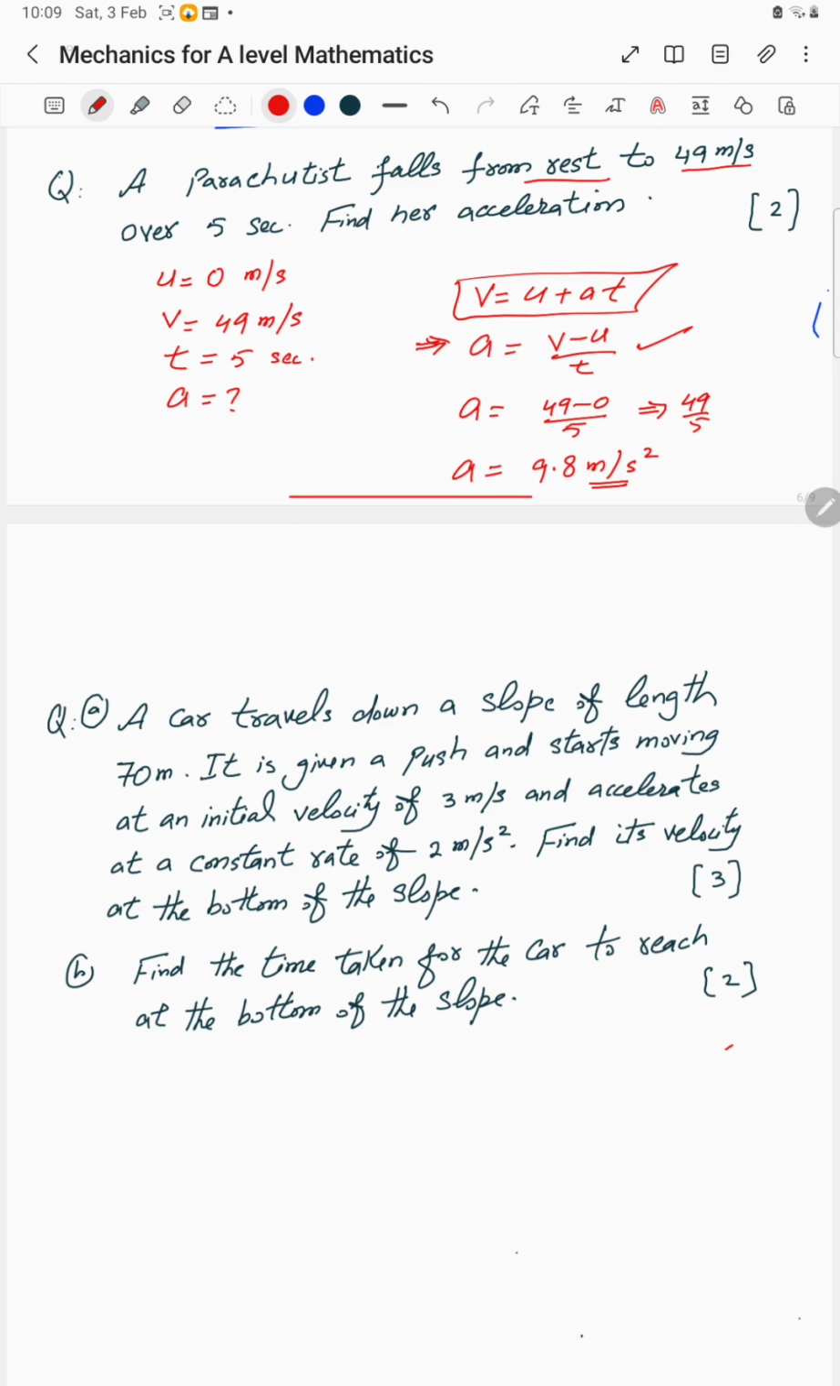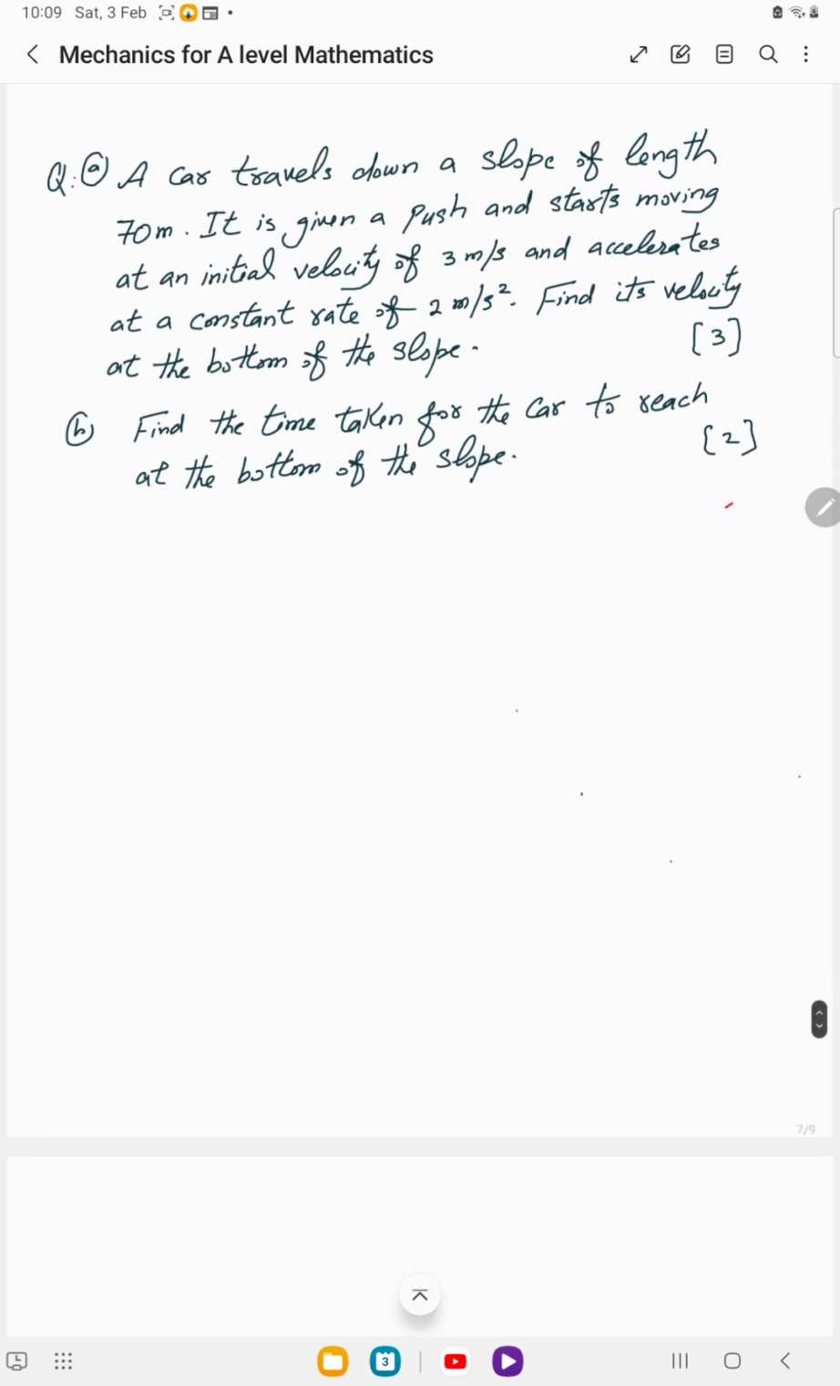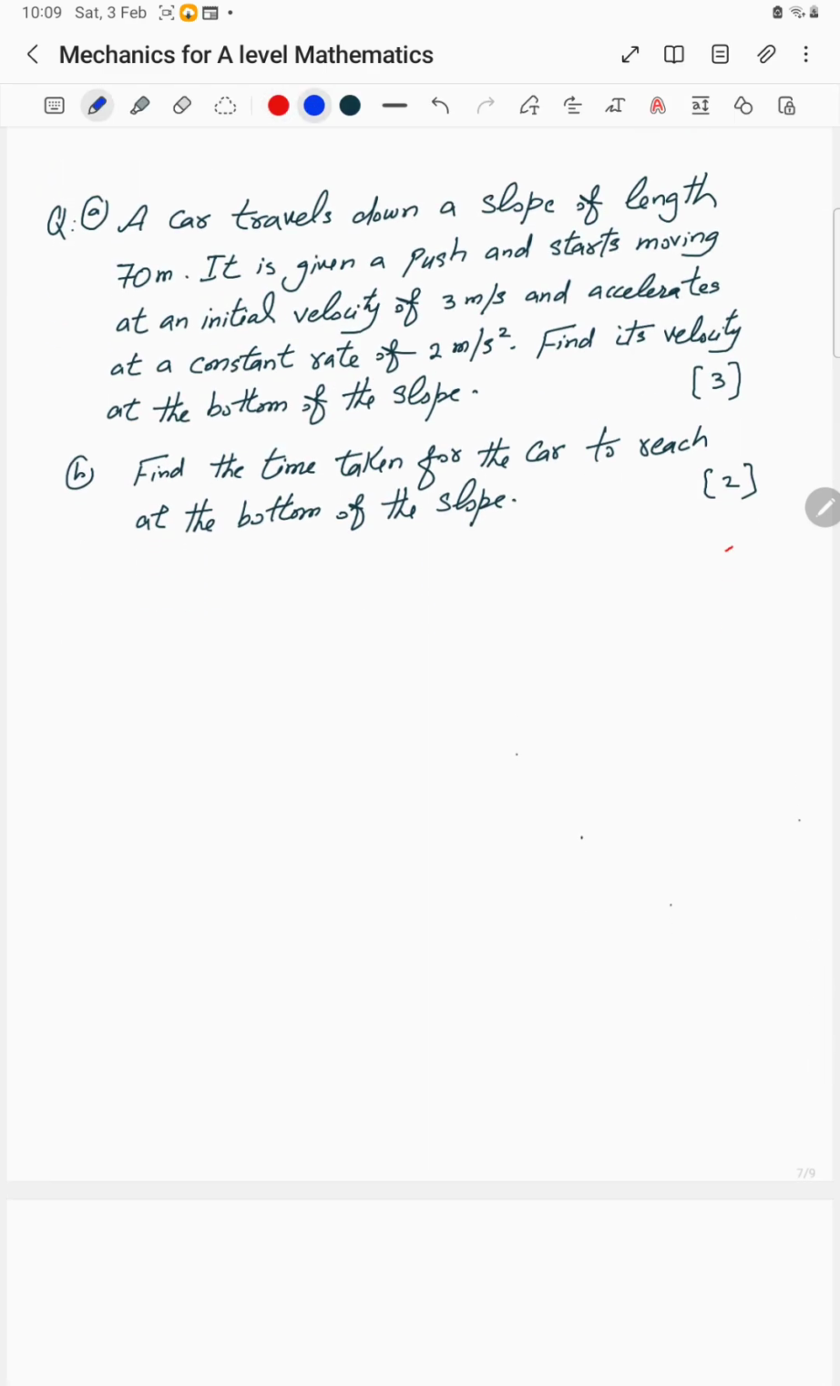And now take another question. Here it states a car travels down a slope of length 70 meter. It is coming down, length is 70 meters. So we can write for the A part what is given: distance, meaning the length, that is 70 meter.